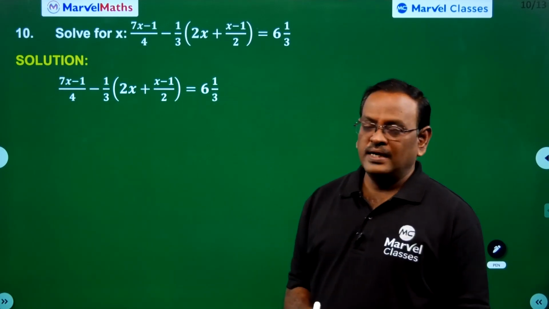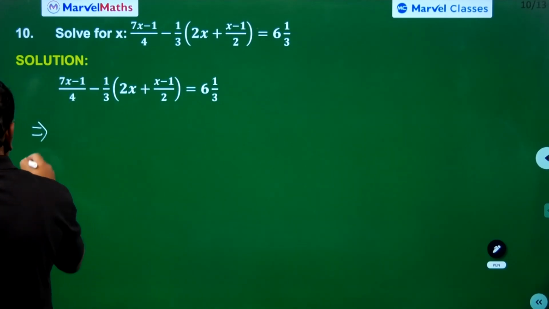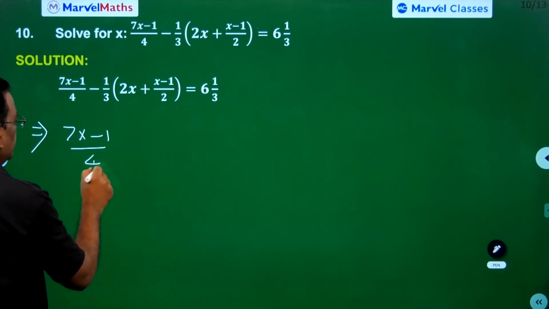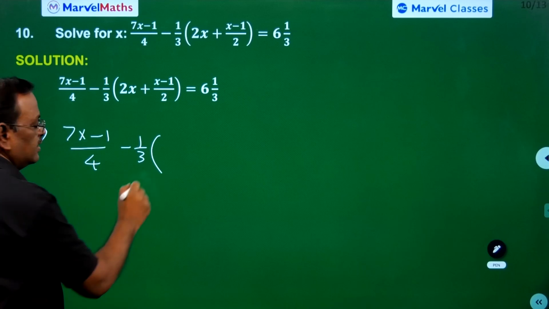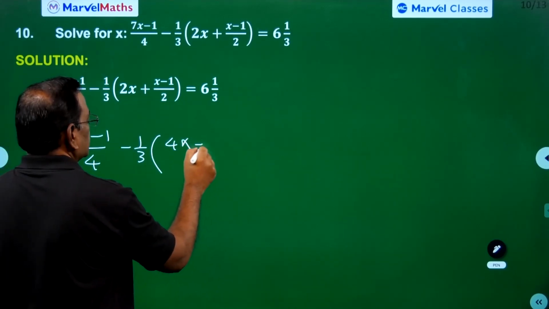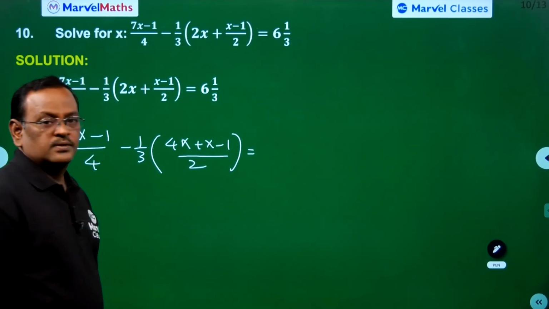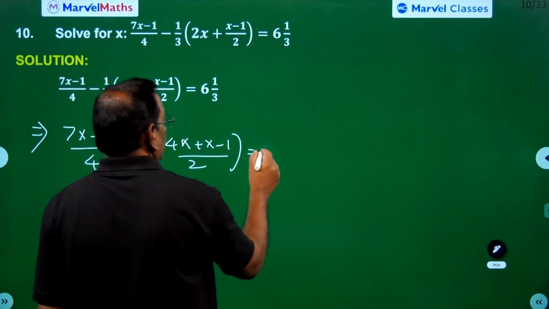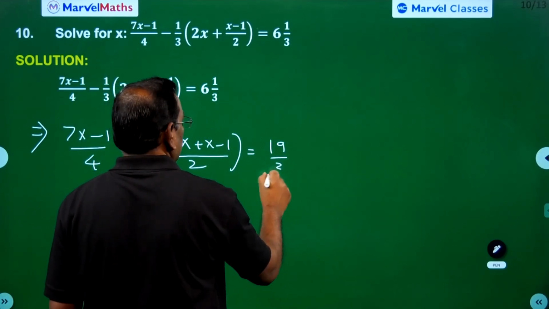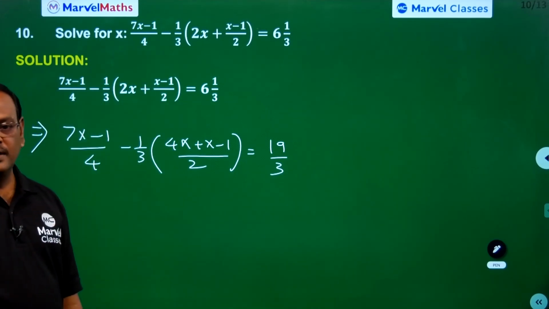First term, write in standard form. So how to write in standard form? First, (7x - 1)/4 minus 1/3 into 2x plus 1, cross multiply. This is 4x plus x minus 1 by 2 equal to, change into proper fraction. Mixed fraction is that 6 into 3, 18, 19 by 3. Correct. Now the second term is converted into standard form.